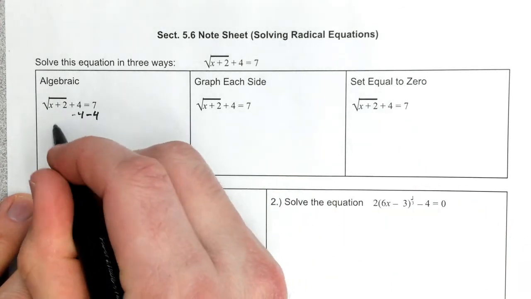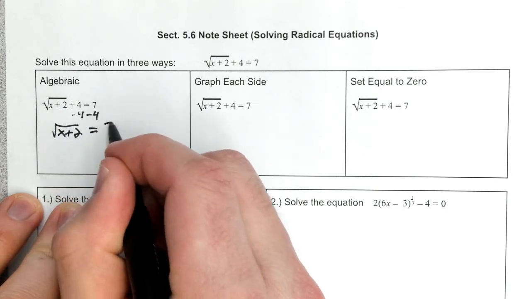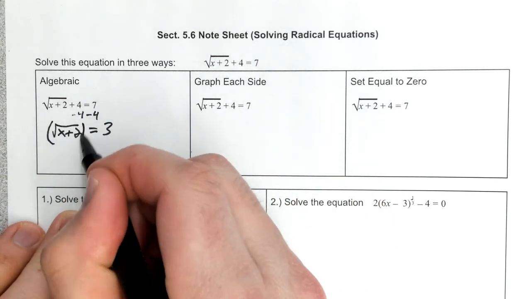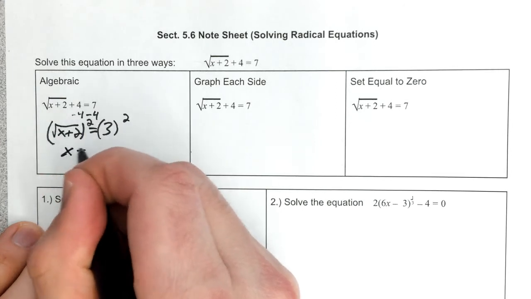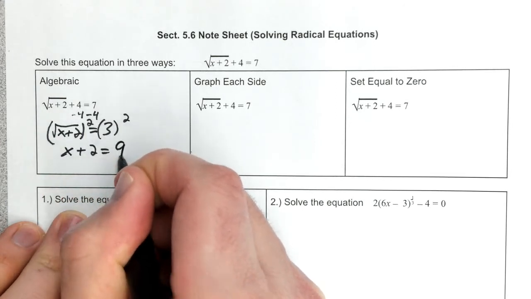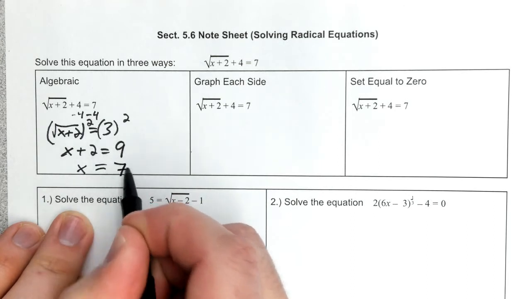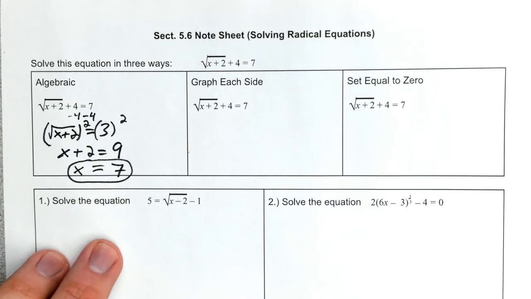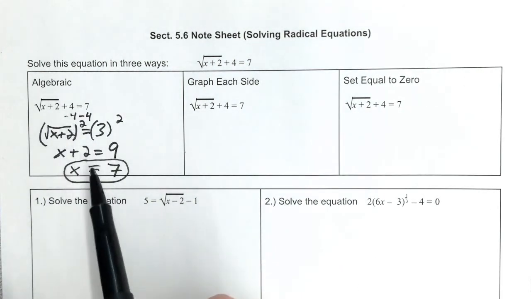And then I get the square root of x plus 2 is equal to 7 minus 4, which is 3. And now that the radical is by itself, I can square both sides. I'll get x plus 2 is equal to 9. Then subtract 2 from both sides to get x equals 7. I don't think that method is too bad, but there are certainly places here where you could make mistakes in your work.